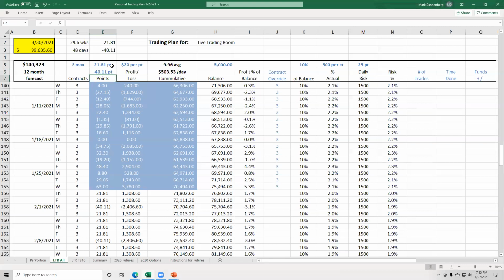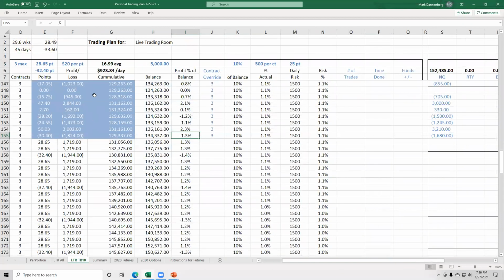So when we take a look at those forecast numbers that marry up to the actual performance numbers, and we limit ourselves to no more than 3 contracts, which is what we're trading now, then my income is forecasting right now, as we're almost through 30 weeks, at just over $140,000 for a 12-month period, and we started with $5,000 in this account. So I think that that's pretty strong. That's pretty powerful. Let's jump over to the other category.